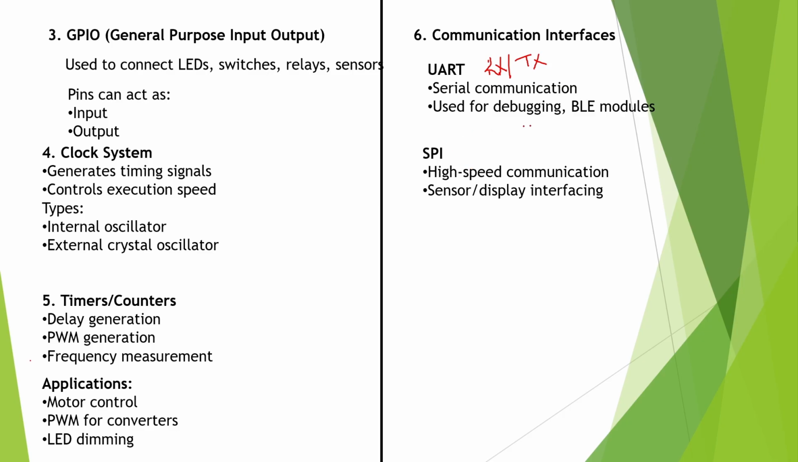Suppose there are two Bluetooth modules. One is working on SPI, another is working on UART. Which one will you select? Because UART is very easy to implement, I will go with the UART only. But if the project is demanding high speed communication, then we will go with SPI.